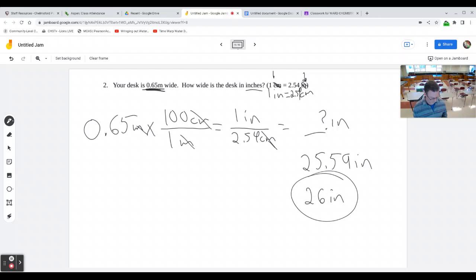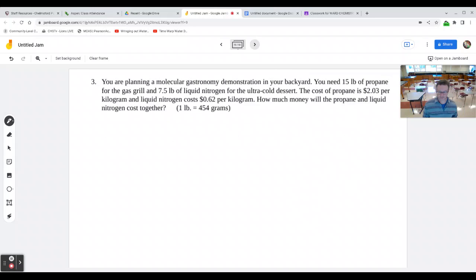All right, the last problem is a little more complicated, and it's intentionally a little more complicated, a little bit more of a challenge for this last problem.